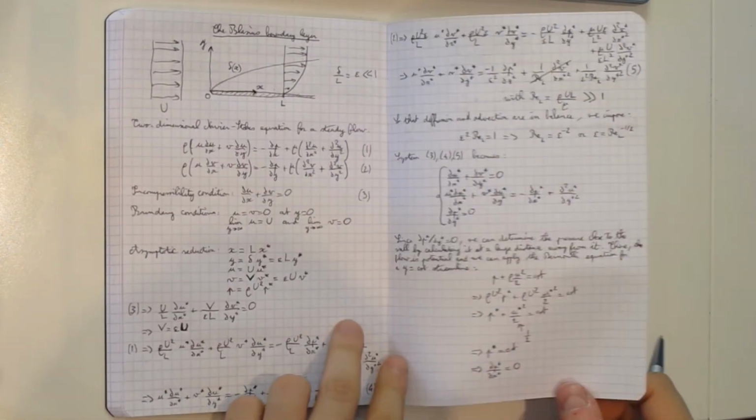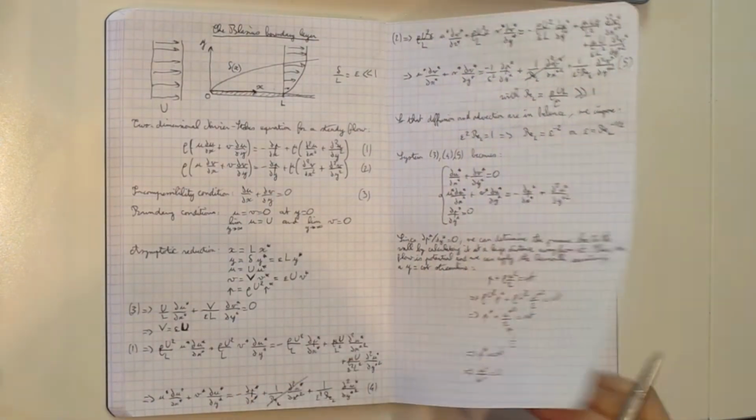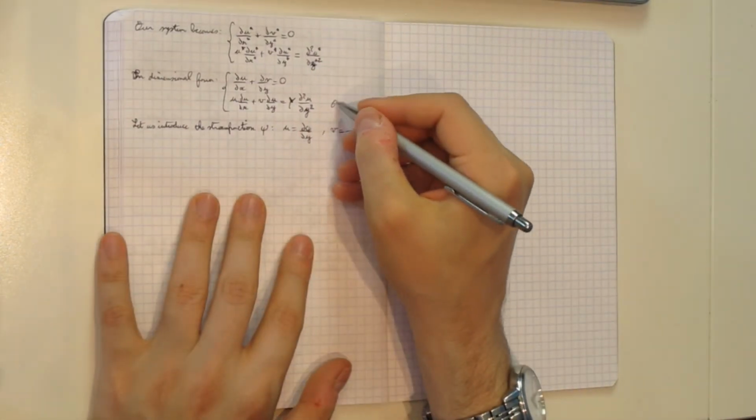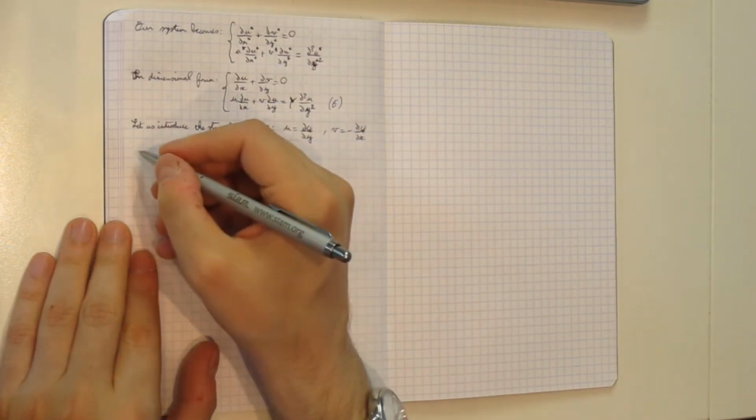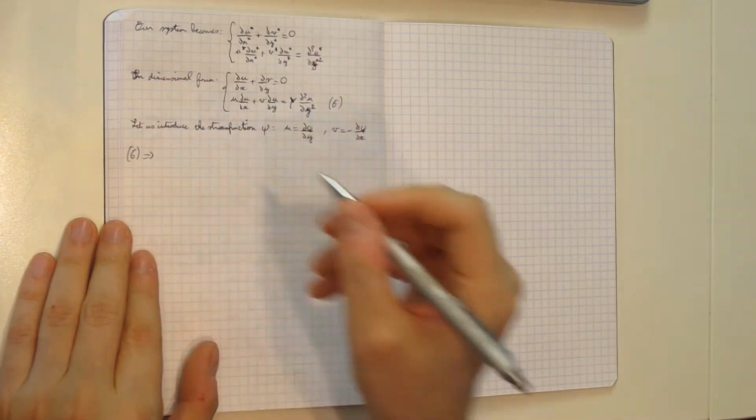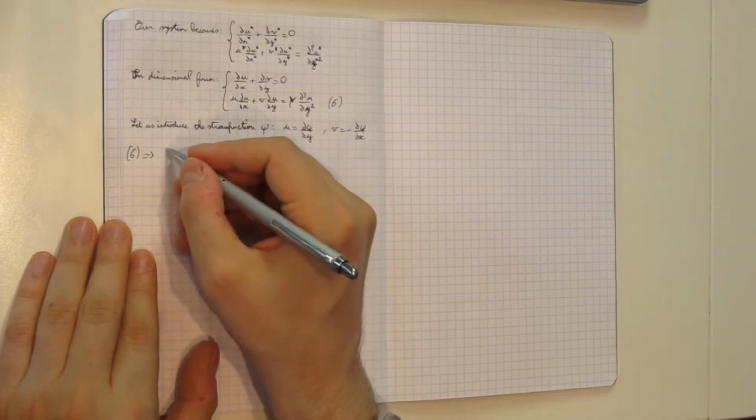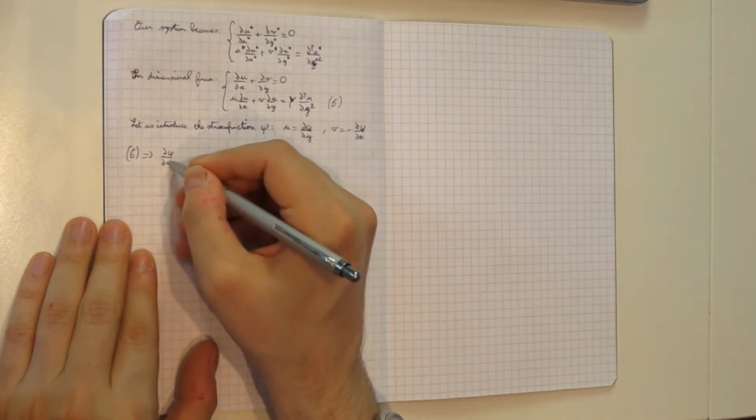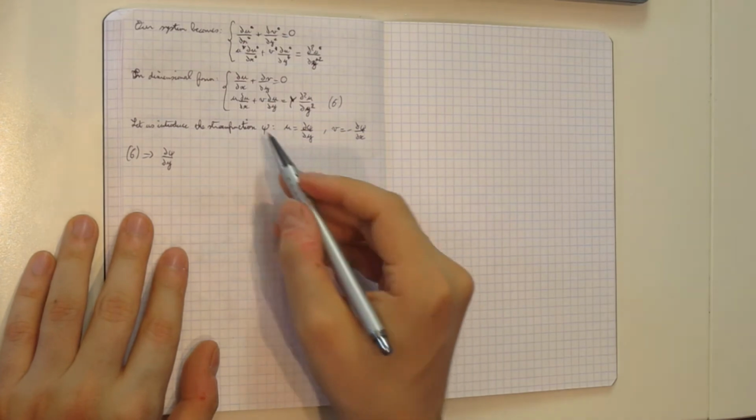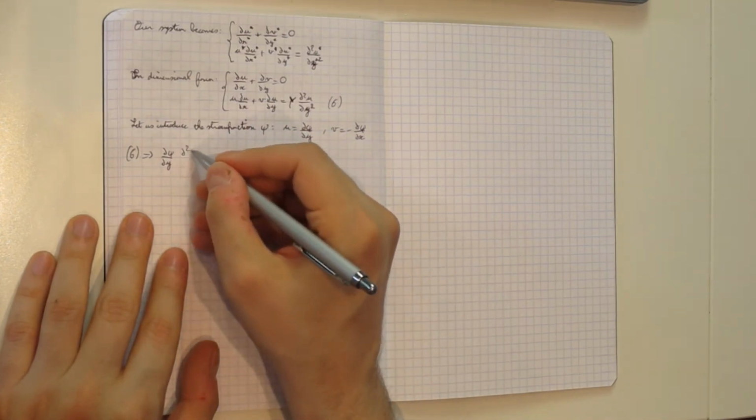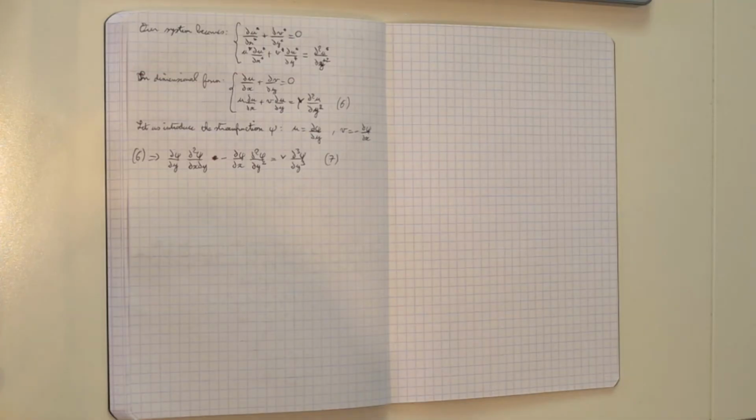What is the notation here? We're at 6. 6 becomes d psi/dy times d2 psi by d.